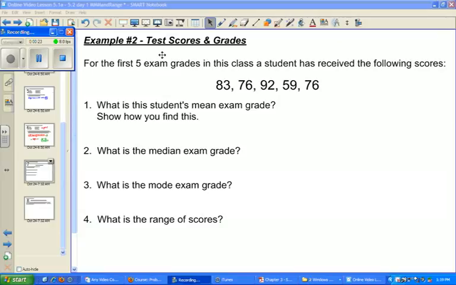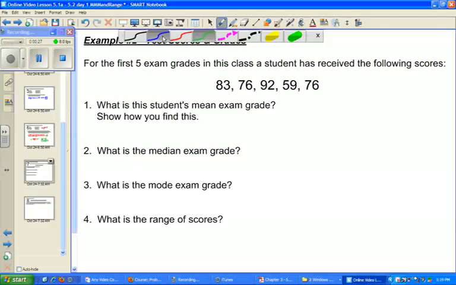So here's a scenario that I've come up with. I have a student who, for the first 5 exam grades in this class, received the following scores: an 83, a 76, a 92, a 59, and a 76. So they've been up and down a lot. They've got one good score, one low score, and a couple in the middle. But let's answer the questions that we've been studying so far in this section. What is the student's mean exam grade? So what is their average exam grade?